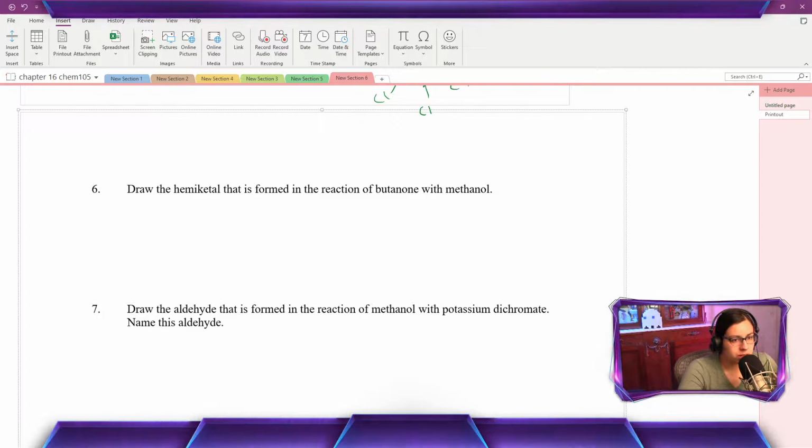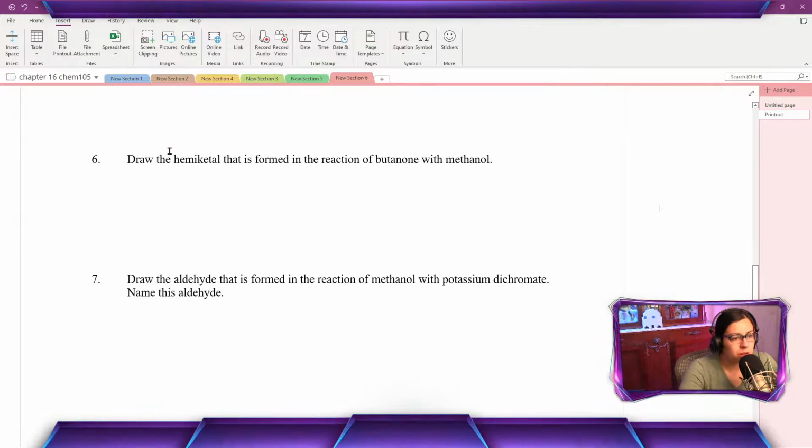Let's do some of these next. These look good. So draw our hemiketal that is formed in the reaction of butanone with methanol. So looking at butanone, so this is a ketone group. So 1, 2, 3, 4. Butanone has to go here. And then plus methanol.